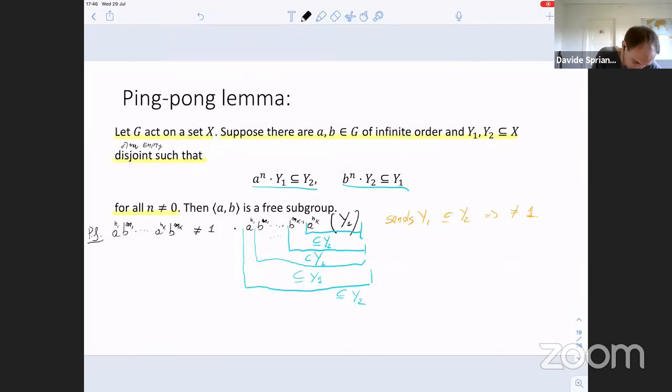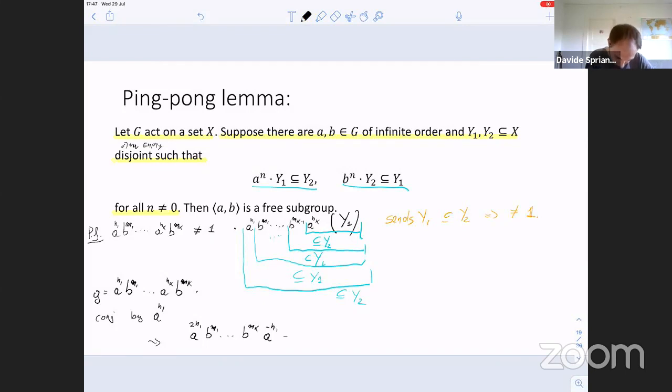Well, suppose that we have a word, let's call it G, of the form A^{n1} B^{m1} up to A^{nk} B^{mk}. How do we deal with this? The trick is not going to work again. Well, but kind of, right? We can conjugate by A^{n1}, or maybe the inverse, depending on your convention. And then we obtain the following word: A^{2n1} B^{m1} ... B^{mk} A^{-n1}.